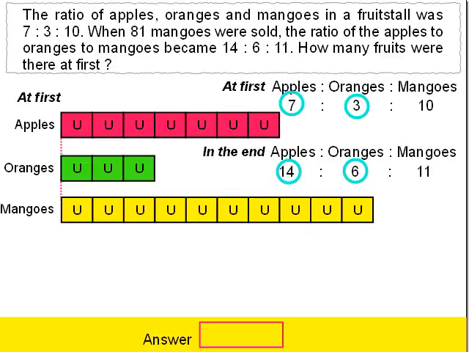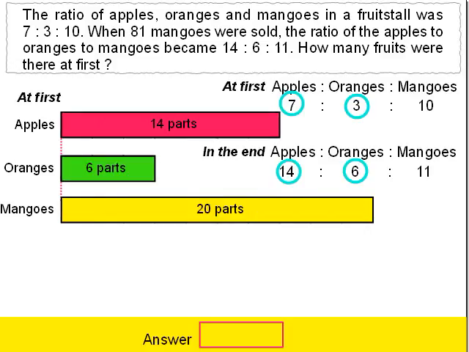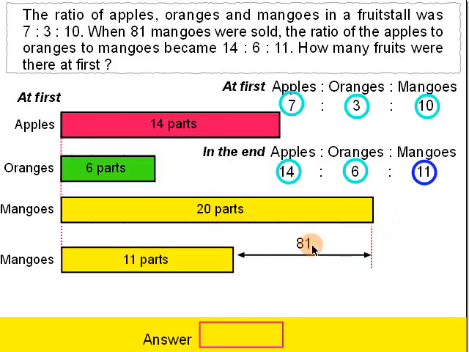In the end it was 14 parts for apples and 6 parts for oranges, because they are the same, but for mangoes in the end there are 11 parts. At first it was 10 times 2, which is 20 parts. And that all happened because 81 mangoes were sold, so it was left with only 11 parts.